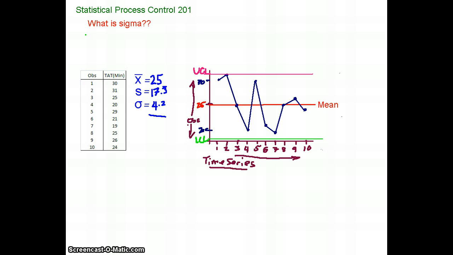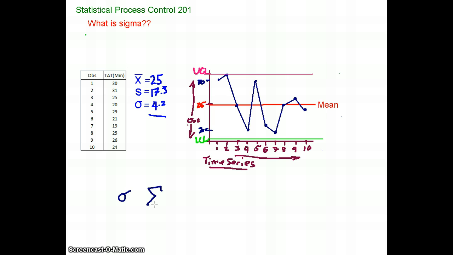Welcome back. This is Statistical Process Control 201. This is the sophomore level. We've finished our discussion of calculating sigma, and we're going to begin our discussion of understanding how to actually do statistical process control charts with various kinds of data by trying to understand the significance of the standard deviation, or sigma.